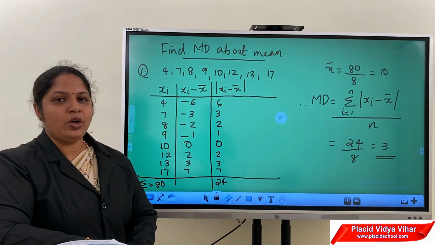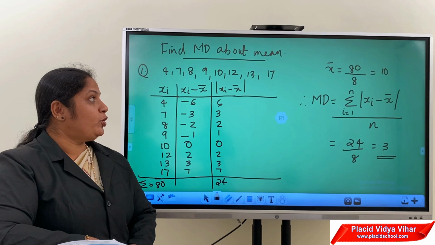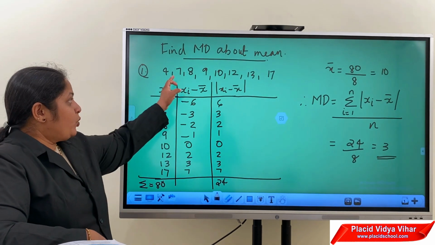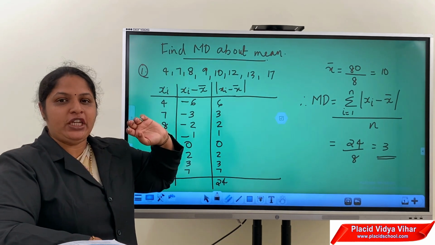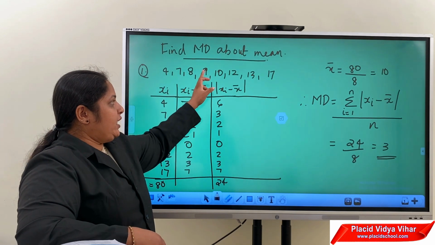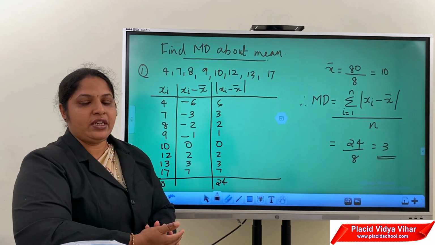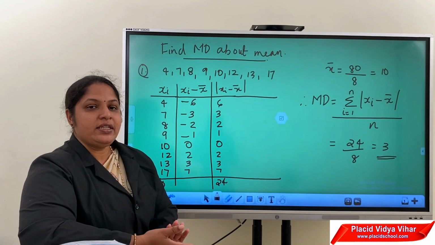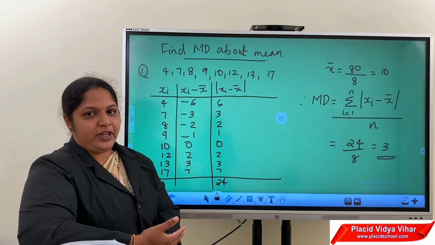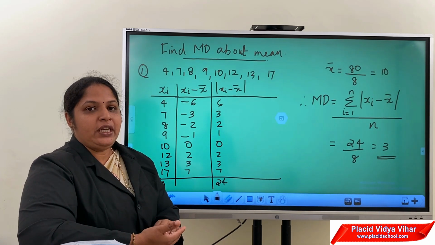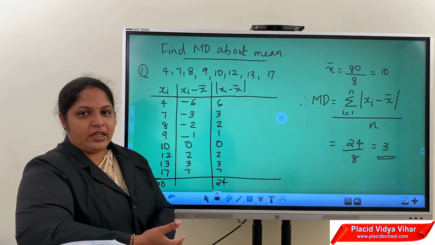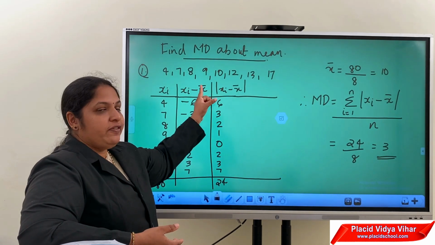Now let us learn how to find the mean deviation about mean of a given set of ungrouped data. This is question number 1 of exercise 15.1. The data given is 4, 7, 8, 9, 10, 12, 13 and 17. By looking at the data, it is easy for us to identify that it is an ungrouped set of data. So to find the mean deviation about mean, first we have to find the mean of the given set of data.